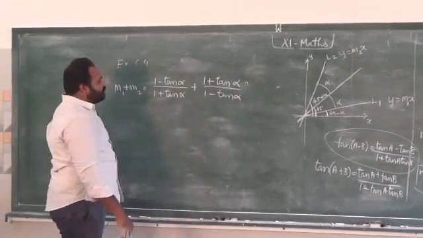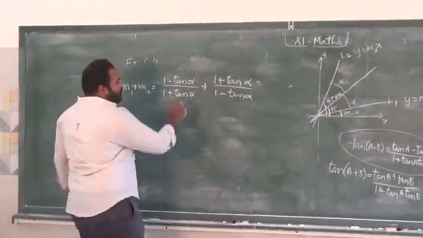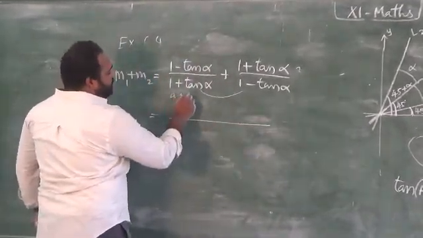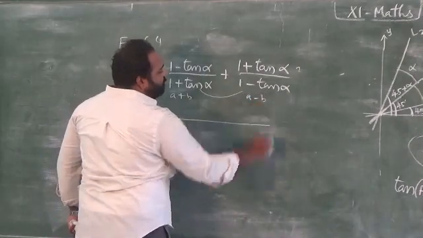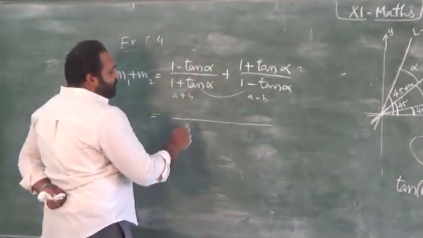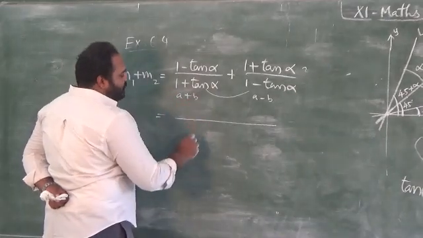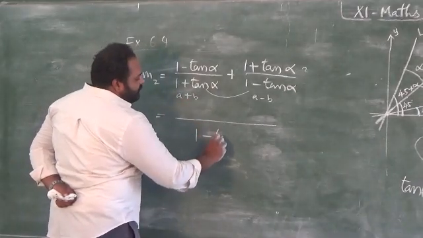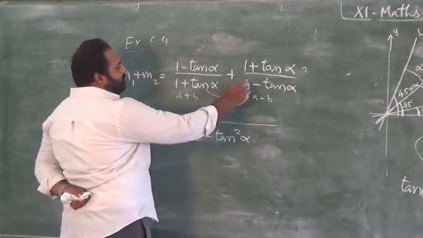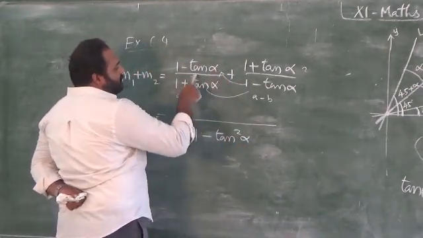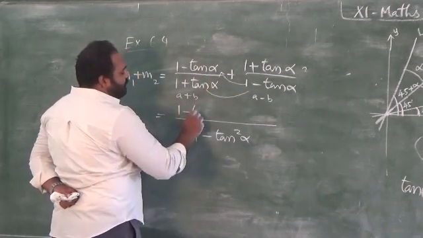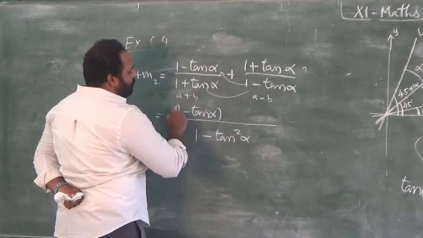Here there is no common denominator, so I am going to multiply both. The denominators are (A plus B) and (A minus B), and A plus B into A minus B is A square minus B square. A is 1, B is tan alpha. So we get 1 square minus tan square alpha. Cross multiplying, both are the same term, 1 minus tan alpha and 1 minus tan alpha, so we can say (1 minus tan alpha) whole square.